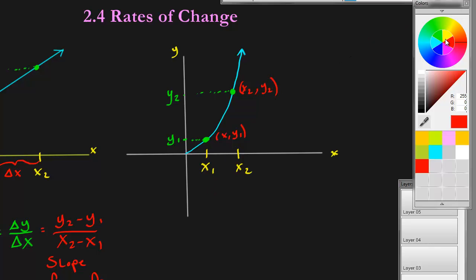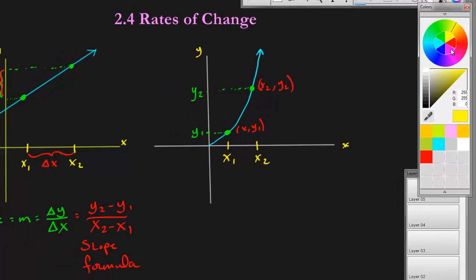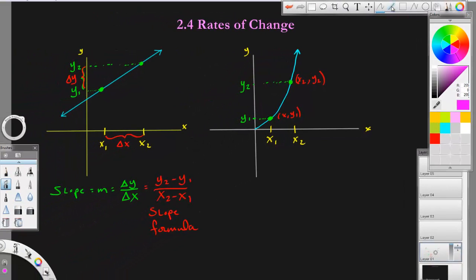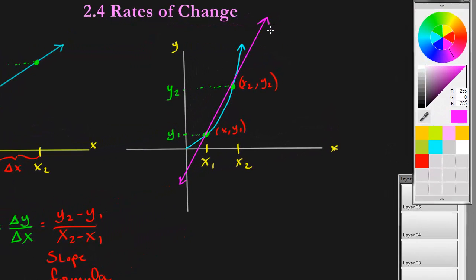All right. And if I drew a straight line through this, I need a really, really good color like bright purple or something like that. If I drew a line that went right through those 2 points, that's good. That purple line is known as what's called a secant line.